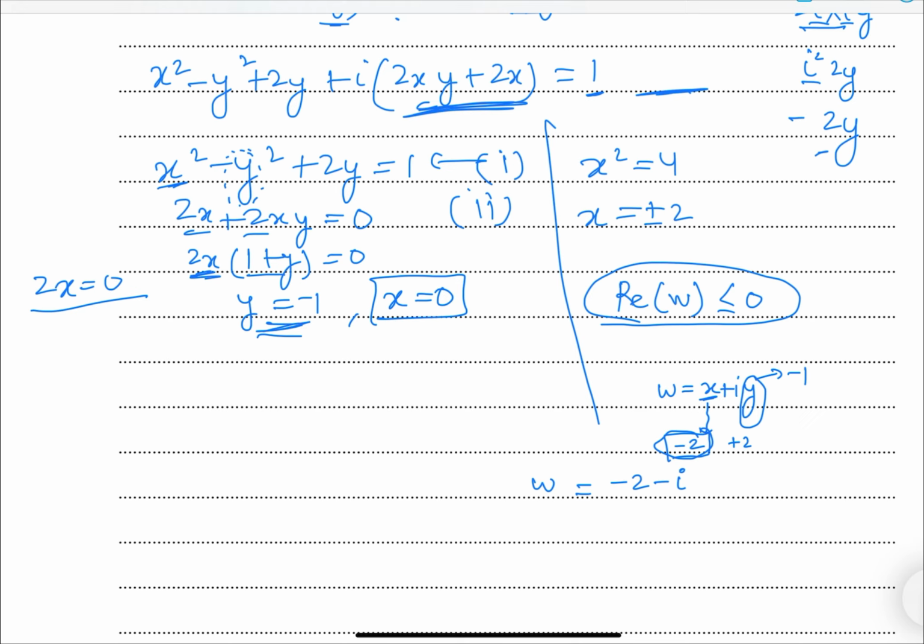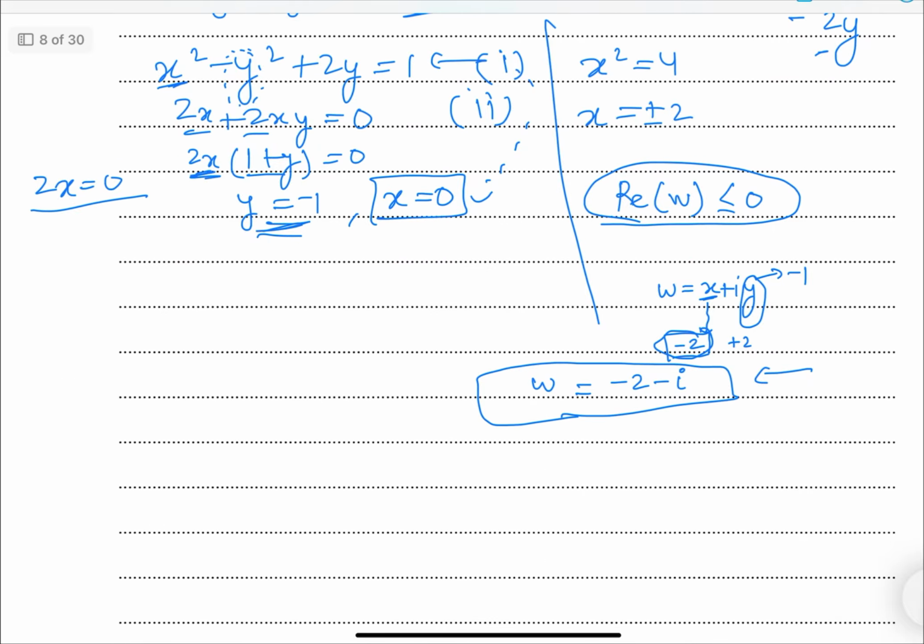So is the equation over? Is the answer done? Most of the learners leave the answer till here, but it is not done. x was also equal to 0, right? So let us put it into the first equation. Because it is given that the real part is less than or equal to 0, 0 can also be included. So x equals 0, correct. Let's calculate the value of y in this case. So 0 minus y square plus 2y equals 1.